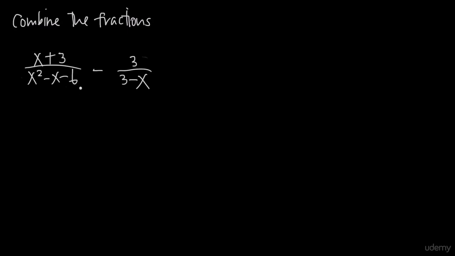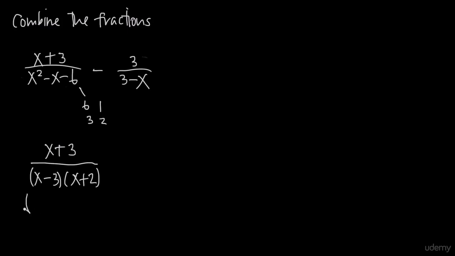Remember that the factors of 6 are 6 and 1 or 3 and 2. Because we have a negative 1x in the middle here, we might be able to say minus 3x plus 2x to give us a negative x. So let's go ahead and try that. We'll get x plus 3, and then in the denominator here, we'll get x times x to give us x squared, and then we'll say minus 3 and plus 2.